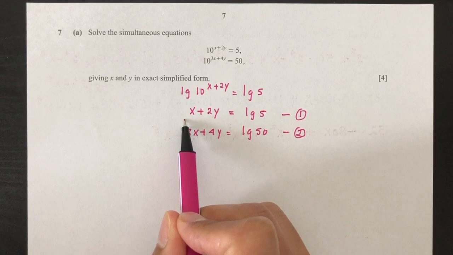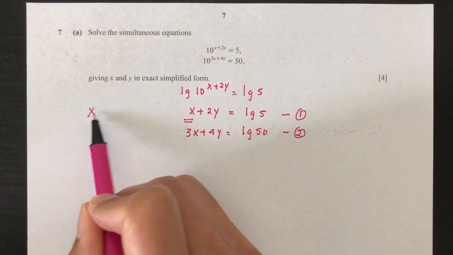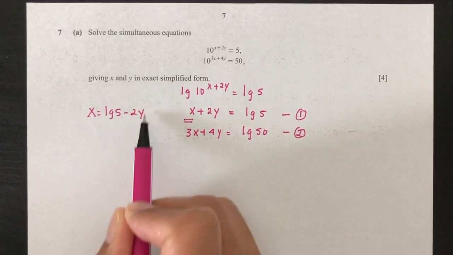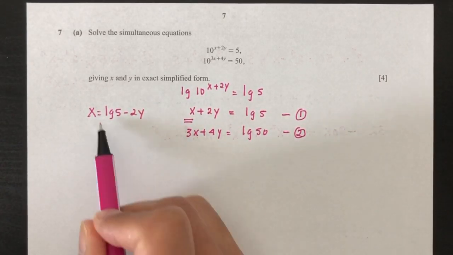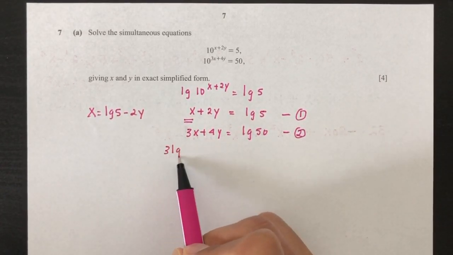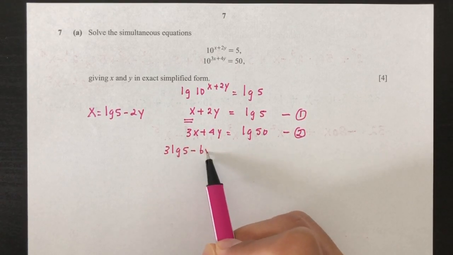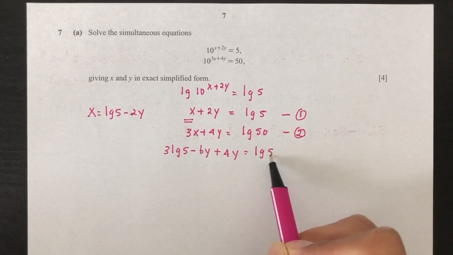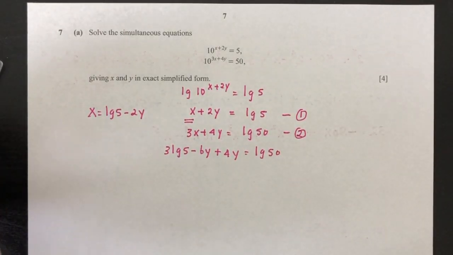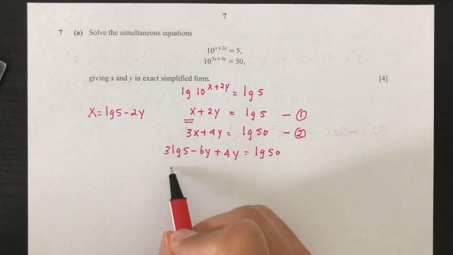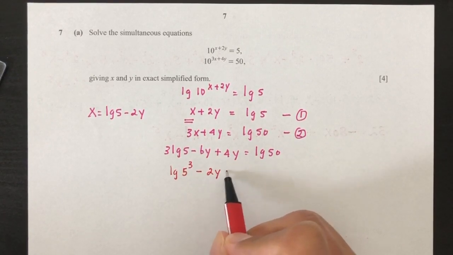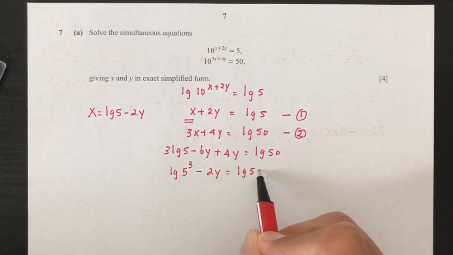Then we make x the subject of formula. So x will be equal to log of 5 minus 2y. Replace x in this function. You will have 3 times x, 3 log of 5 minus 6y plus 4y equal to log of 50. Now let's simplify. It is log of 5 power 3 minus 2y equal to log of 50.